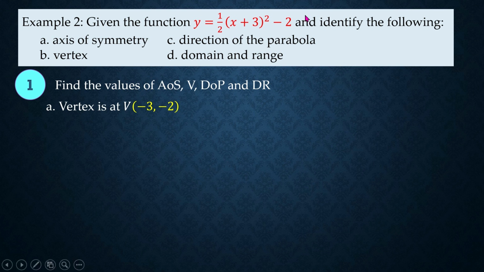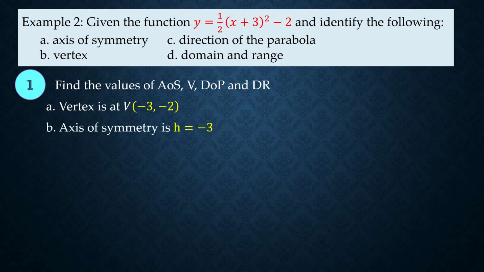Okay, going back to the equation, x plus 3, it is a plus. So you understand that the original sign of h is negative 3, because it is x minus h. Since it is a plus, the value of h is negative 3. Then it is plus k, minus 2. So therefore k is negative 2.